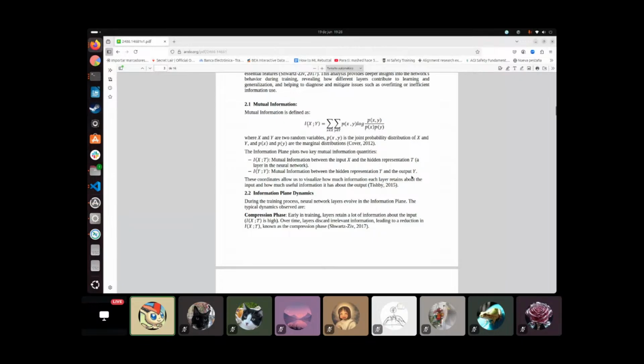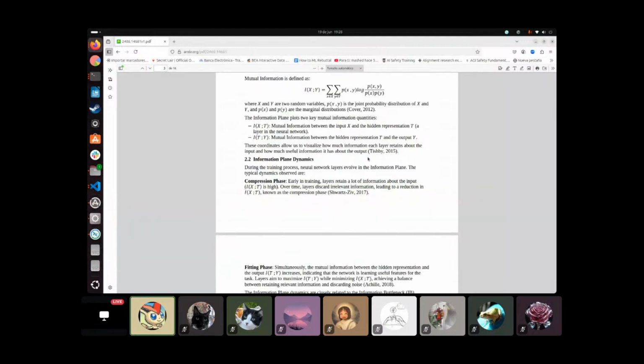Mutual information is defined as this formula, where x and y are two random variables. This is the joint probability of x and y, and p(x) and p(y) are the marginal distributions, and it's just a big sum of that.